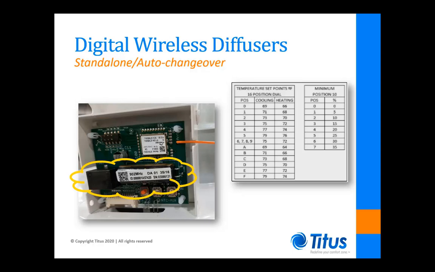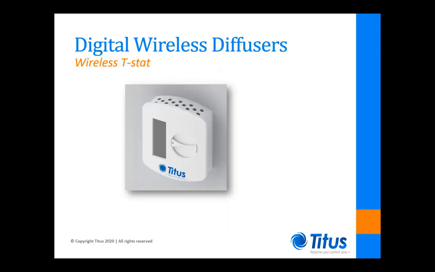The temperature settings are adjusted in one of two ways, using the onboard adjusters or an optional wireless thermostat. The control board adjusters set the room temperature, cooling to heating dead band, and the minimum damper position. The wireless thermostat is available separately as an add-on accessory.